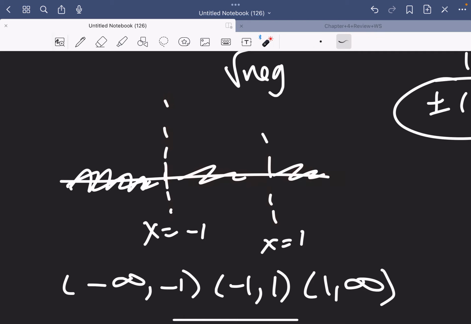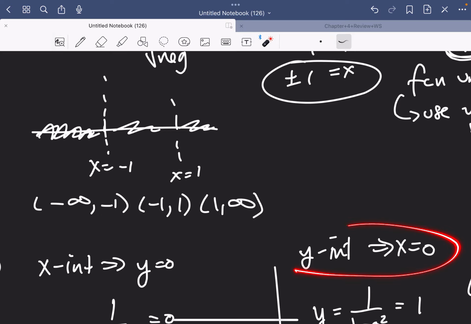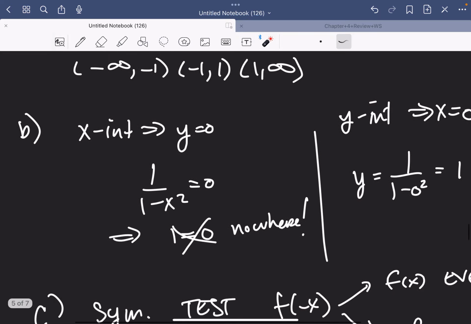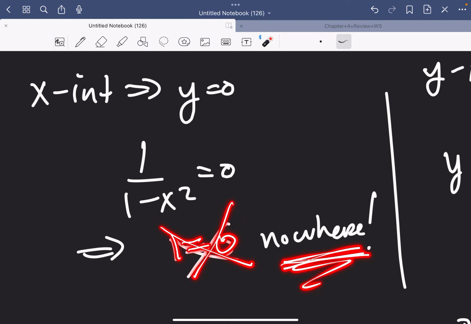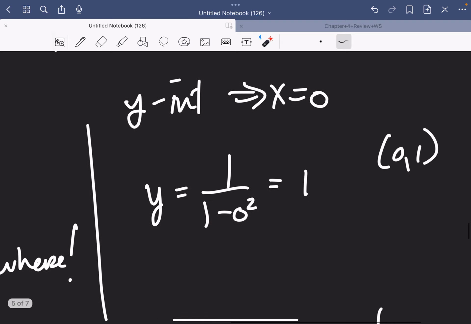Okay. After domain, we worry about the intercepts. So we say the x-intercept is where y equals 0, and the y-intercept is where x equals 0. So setting y equal to 0 here, the only way that can happen is if the numerator equals 0, but that can never happen. So that happens nowhere. Then the y-intercept is where x equals 0. If we take our y and set x equal to 0, we get 1, which means (0, 1) is an intercept.